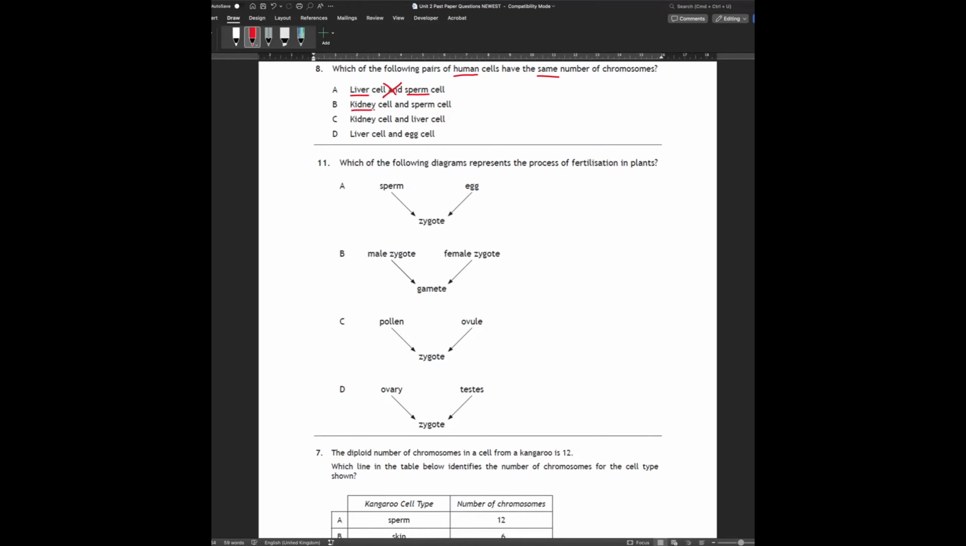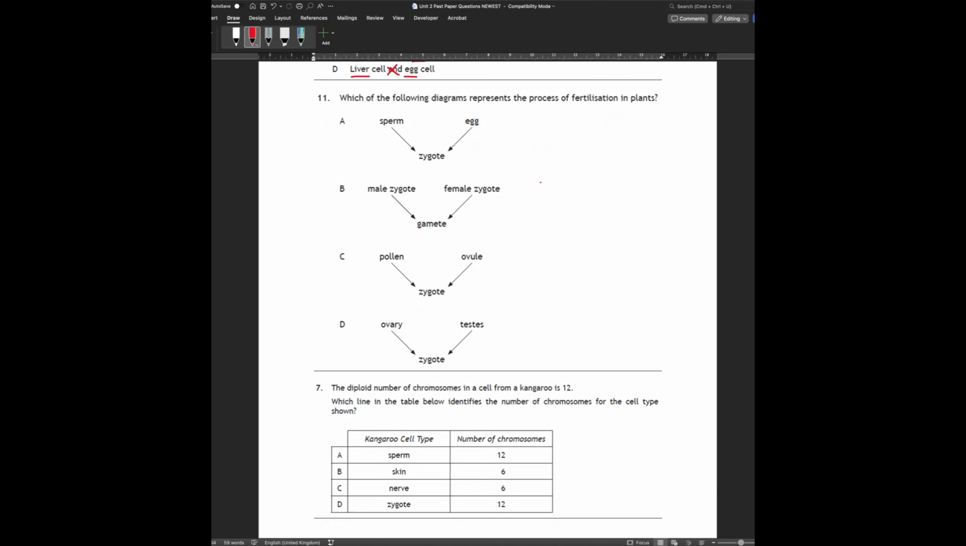Next up, we've got a kidney cell and a sperm cell. Kidney is diploid, sperm cell's haploid. So same thing, they do not go together. Next up, we have a kidney cell and a liver cell. They're both diploid body cells, so they are going to have the same number of chromosomes. But let's just check D to make sure. The liver cell is diploid, but the egg cell is haploid, so again, it can't be D. So our answer must be C.